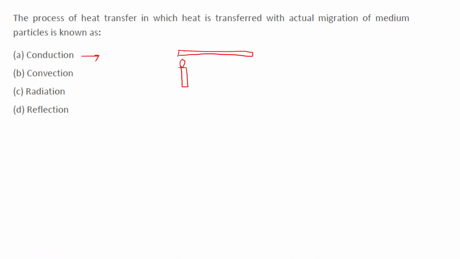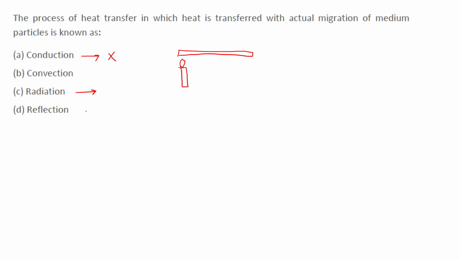They will vibrate, they will come in contact with each other. Because of this, ultimately the heat will reach from one end to another. This is called conduction, but here the particles will not actually move, only the heat will be transferred because they will be vibrating and coming in contact with each other. So the heat will transfer from one end to another end. So in conduction actual migration doesn't happen. Radiation doesn't even need the medium. In this also this doesn't happen.